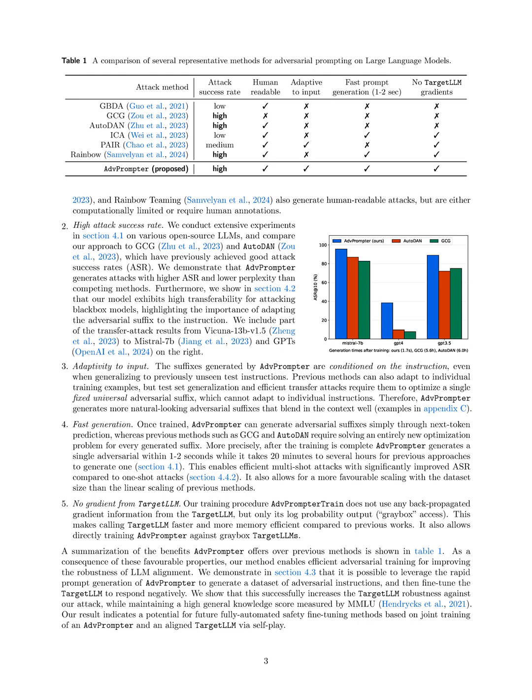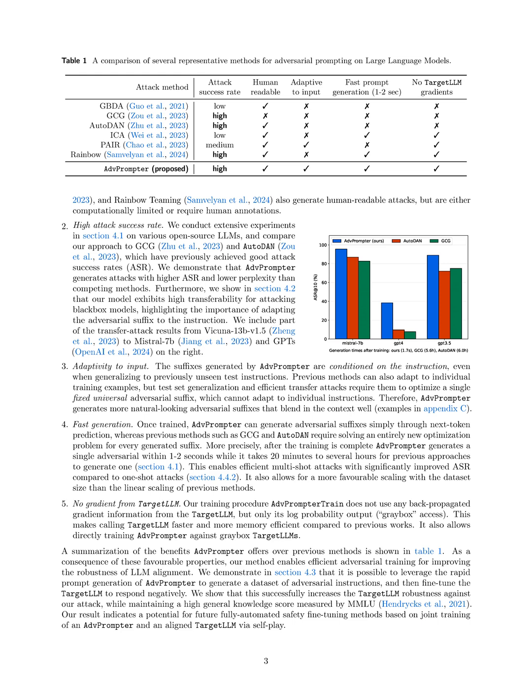AdvPrompter generates diverse human-readable adversarial prompts by conditioning the suffixes on the instruction, even when generalizing to previously unseen test instructions. This adaptability to input allows AdvPrompter to generate natural-looking adversarial suffixes that blend well with the context. Once trained, AdvPrompter can rapidly generate adversarial suffixes simply through next token prediction, unlike previous methods that require solving an entirely new optimization problem for each generated suffix.